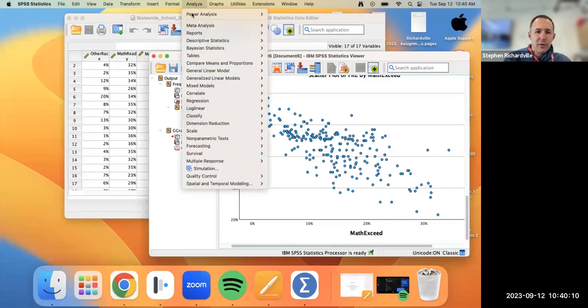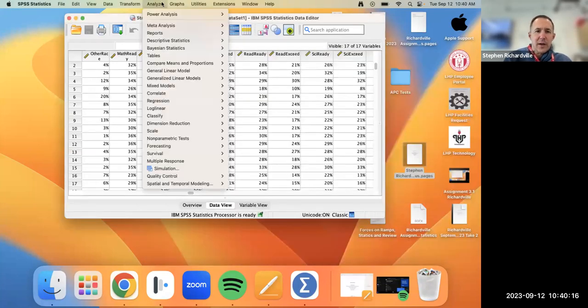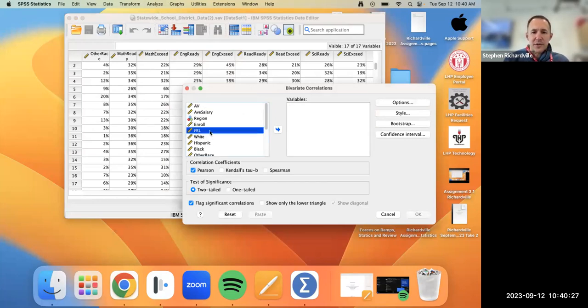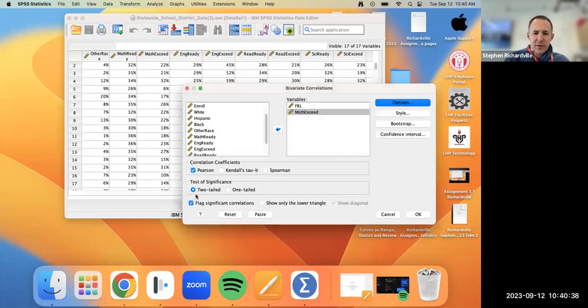What we're going to do is go to analyze. In fact, I can close this. I don't need this anymore. I'm going to go to analyze, down to correlate, and we're going to look at bivariate. With bivariate, I've already done it, but let me go ahead and reset it here just so we can see. I'm going to do free and reduced lunch, and I'm going to do math exceed. Everything looks okay over here. And Pearson R, two-tailed, and flag significance. So those are my three keys here.